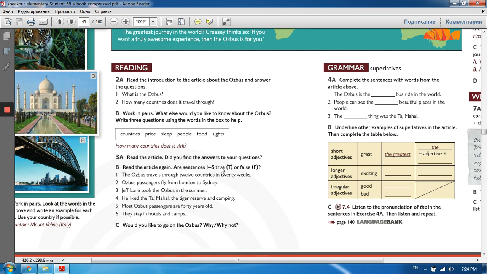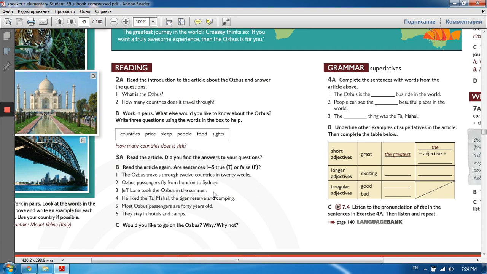We have been given here 6 statements. After reading these statements one by one, we have to find out if they are true or false. Let's begin from the first one. 1. The Ozbus travels through 12 countries in 20 weeks. It's false. 2. Ozbus passengers fly from London to Sydney. It's false.